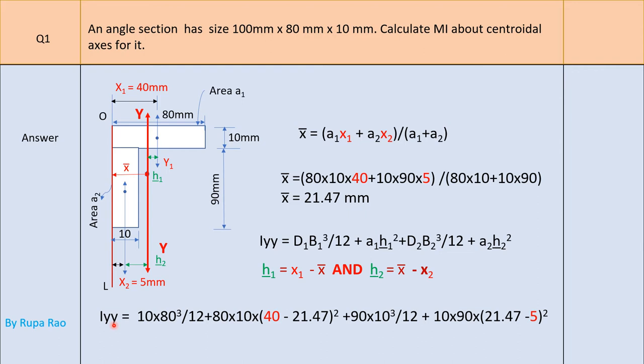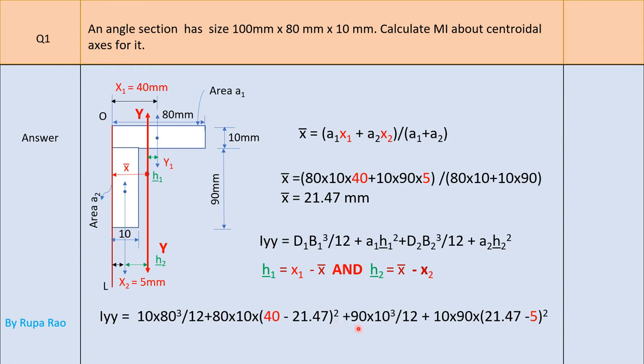Now take the calculators in your hand and start doing the calculations from here. 10 into 80, now press the cube button for 80 cube, divided by 12, plus 80 into 10 into bracket open 40 minus 21.47 bracket close. Then press the x square button.